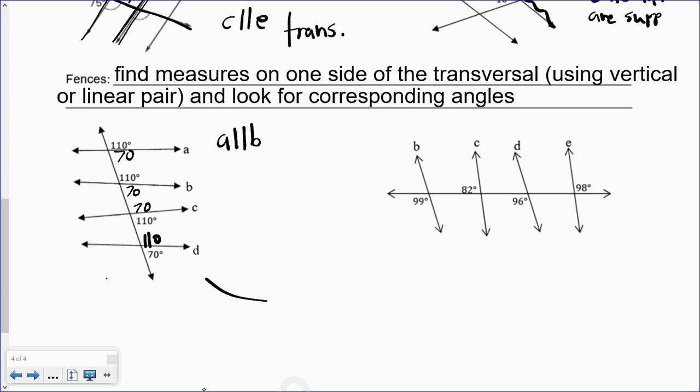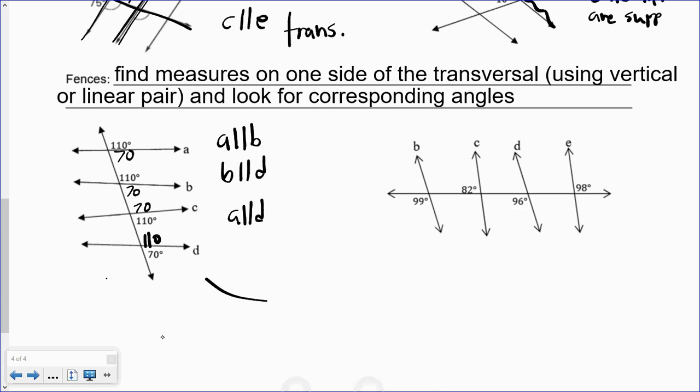You see any other pairs of corresponding angles that are congruent? C and D. C, nope, not C and D. B and D? These two? The 110 and the 110? Yeah. B and D? All right, so B and D are parallel because of corresponding. They both have the 110 resting on top. A and what? A and D? Yeah. See how A has the 110 resting on top and so does the D?